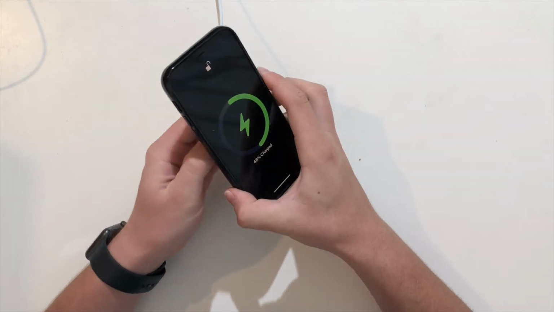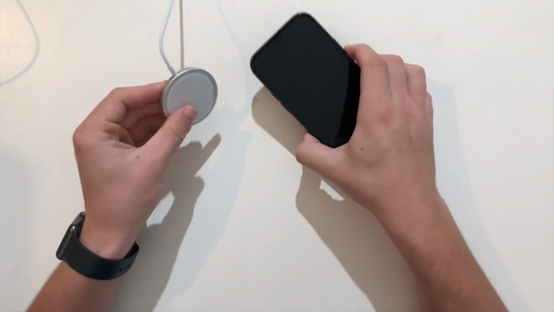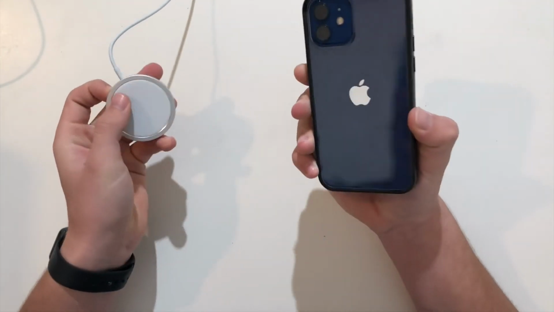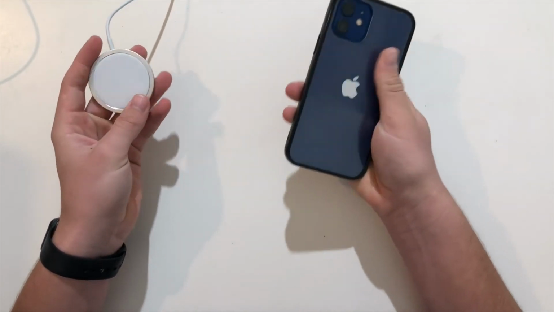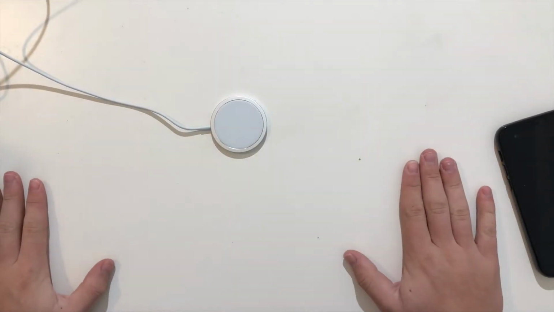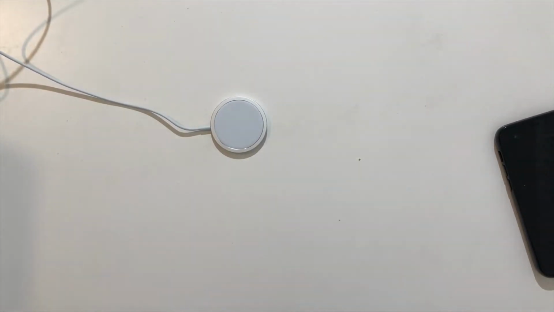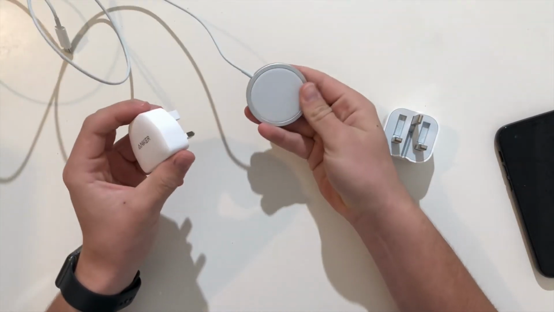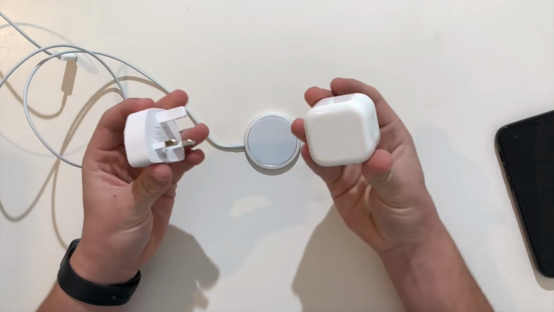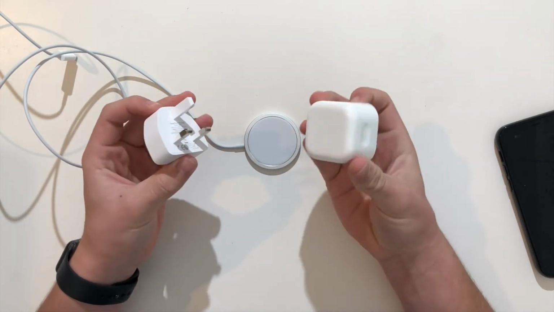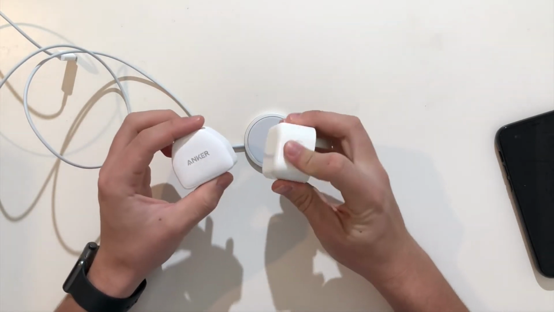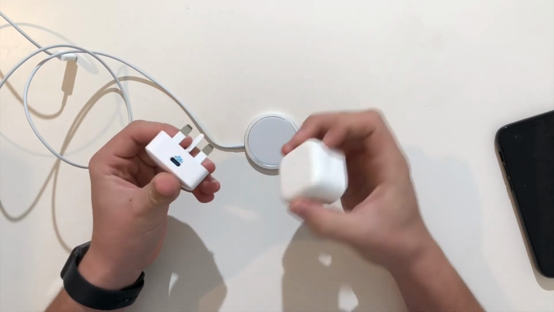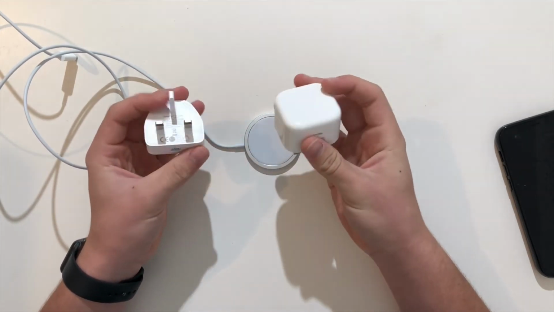But I think this is a really cool bit of kit that I will definitely be using in my day-to-day life. I'm rather impressed with the new MagSafe charger. So overall, we've had a look at the new MagSafe charger and had a brief look at the new plugs that are compatible with the USB-C at 20 watts.